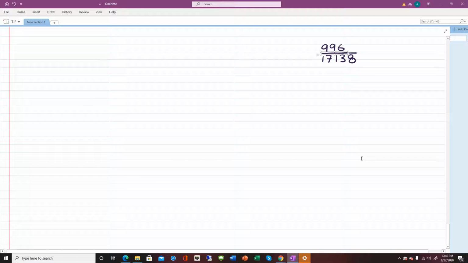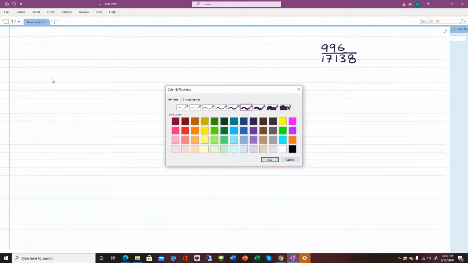Everybody, today we're going to take 996 and divide it by 17,138. We're going to use the adjunct flag division method, and we're going to put 3 digits on the flag. So let's get started.